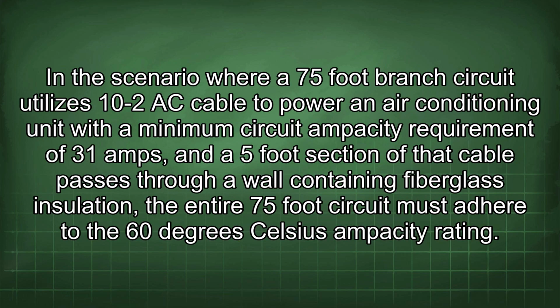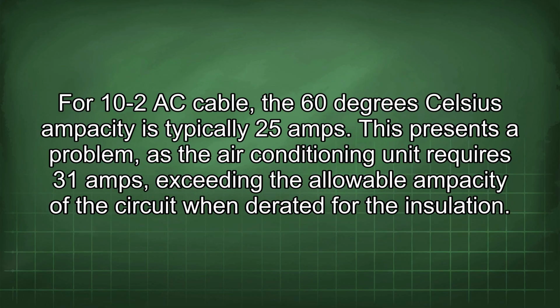In the scenario where a 75-foot branch circuit utilizes 10-2 AC cable to power an air conditioning unit with a minimum circuit ampacity requirement of 31 amps, and a 5-foot section of that cable passes through a wall containing fiberglass insulation, the entire 75-foot circuit must adhere to the 60 degrees Celsius ampacity rating. For 10-2 AC cable, the 60 degrees Celsius ampacity is typically 25 amps. This presents a problem, as the air conditioning unit requires 31 amps, exceeding the allowable ampacity of the circuit when derated for the insulation.